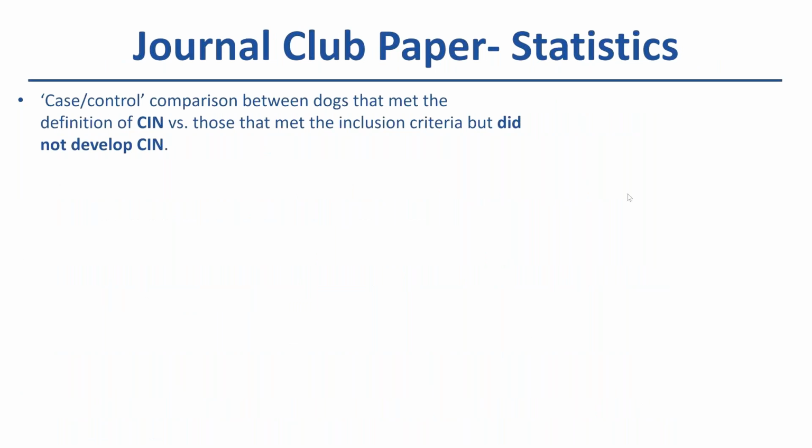For the statistical analysis, it was a case control comparison between dogs that received contrast media and met the criteria for contrast-induced nephropathy, and those that had contrast media but didn't meet the definition of contrast-induced nephropathy. They used descriptive group statistics, including median and range. Now, they used range appropriately, given the small number of samples, but obviously this does have limitations in interpreting the variance and spread of the data when you've got such high ranges.